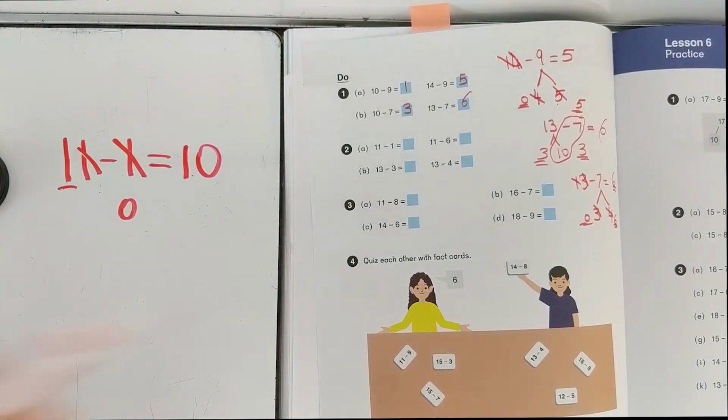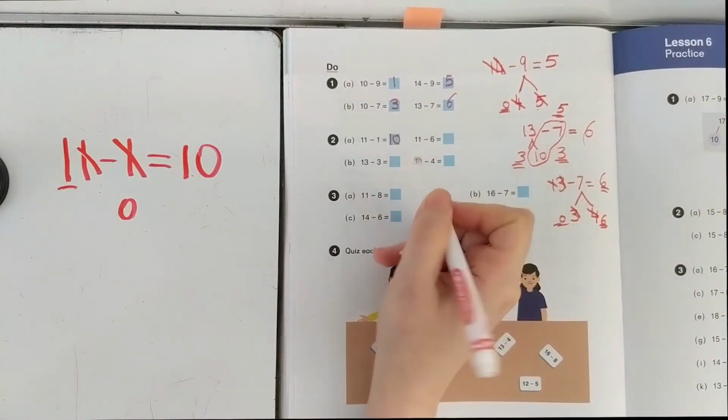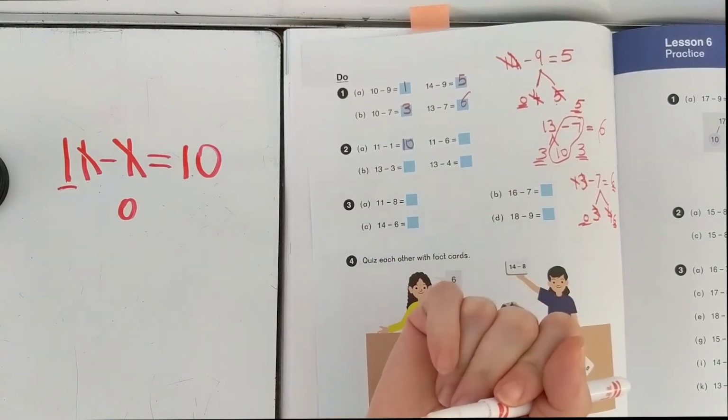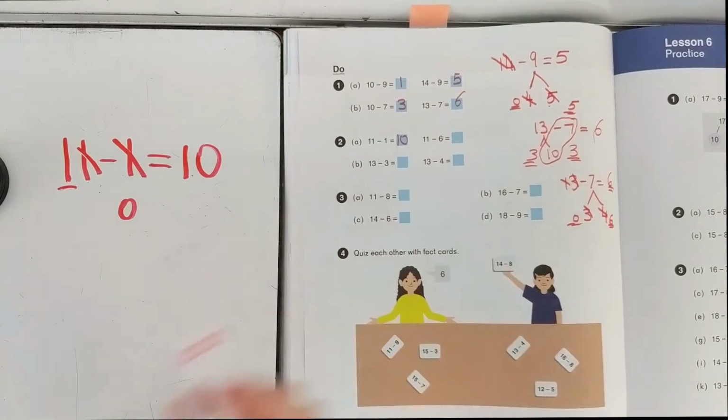Now I'm going to write my answer. 11 minus 1 is 10. Or you could have just counted backwards by 1, right? 11, take away 1, 10. Let's do 11 minus 6.